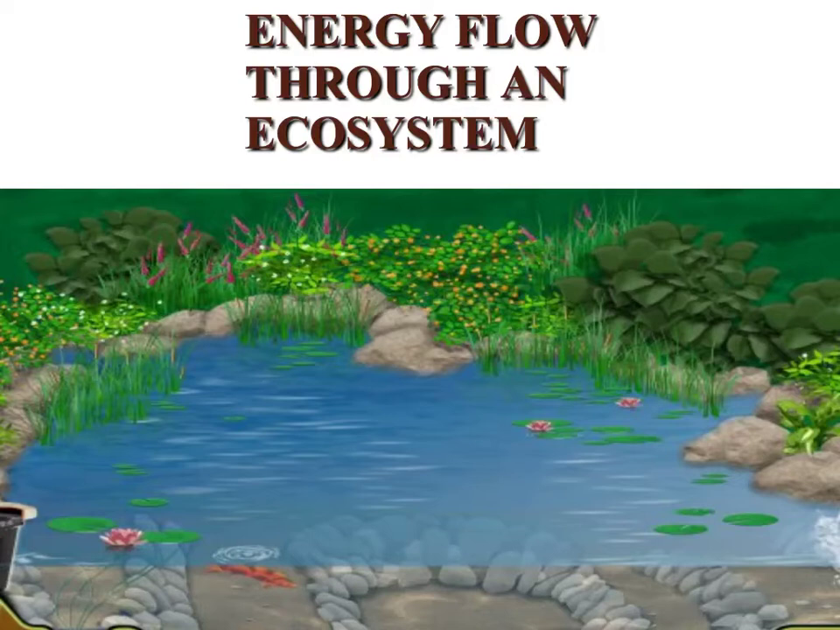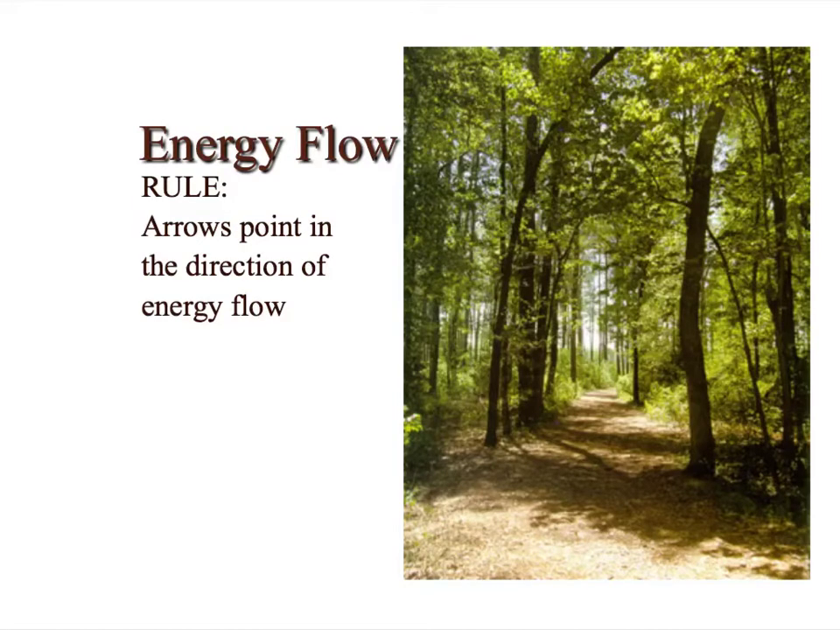Let's get started. When we look at a food web, what you're going to see about energy flow is that a general rule is going to show us that arrows on a food web or on a food chain point in the direction of energy flow. Let's look at an example right away.